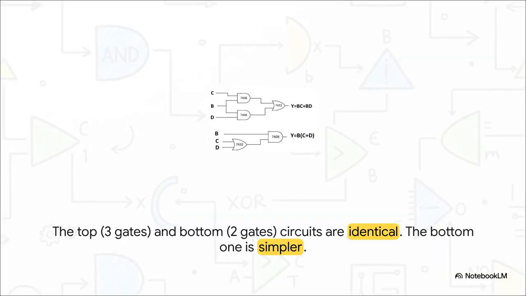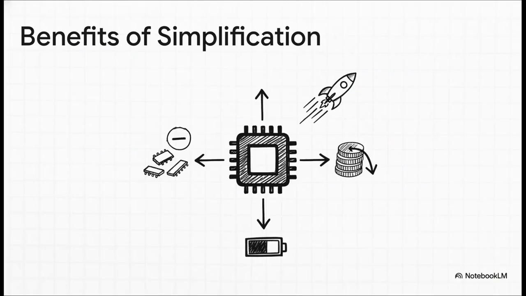Look at this. It's a perfect example. The circuit on top and the one on the bottom, they do the exact same thing. Functionally, they're identical, but the top one uses 3 logic gates and the bottom one only needs 2. By using Boolean algebra, we can prove this and choose the simpler, better design. And why does that matter? Well, this kind of simplification has huge real-world benefits.